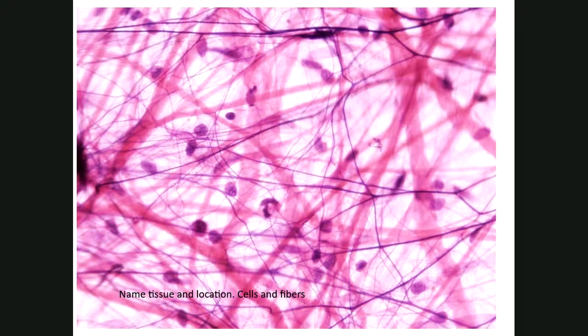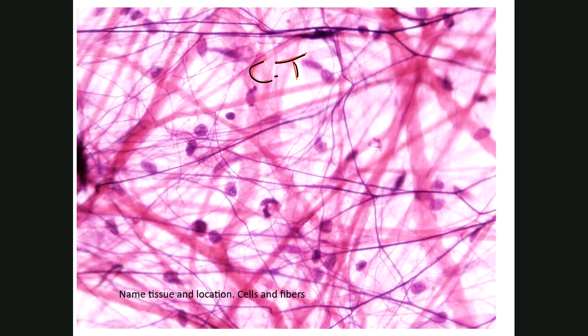Okay, so the first thing you do is ask, what tissue is this? What's obvious about this tissue are fibers going all over the place. That immediately should clue you that this is connective tissue. So that is the first thing. So this is connective tissue because of the sheer number of fibers all over the place. So the question is, what kind of connective tissue?